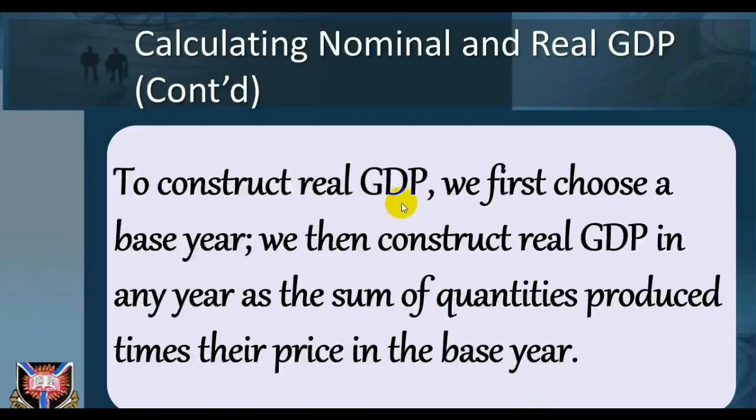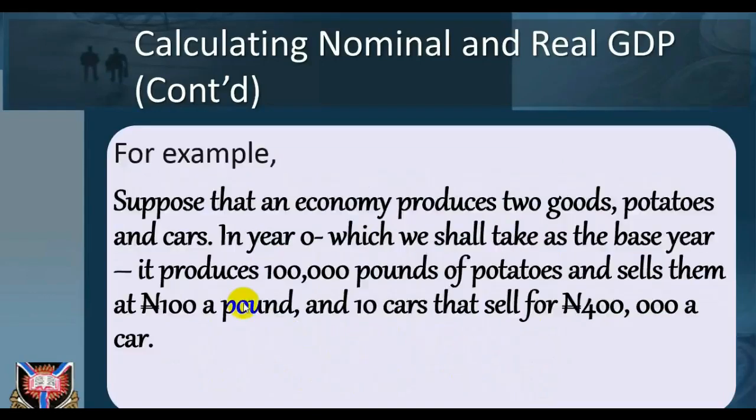To construct real GDP, we first choose a base year. We then construct real GDP in any year as the sum of quantities produced times their prices in the base year. An example would help here. Suppose that an economy produces two goods, potatoes and cars. In year 0, which we shall take as the base year, it produces 100,000 pounds of tomatoes and sells them at 100 naira a pound, and 10 cars that sell for 400,000 naira a car.